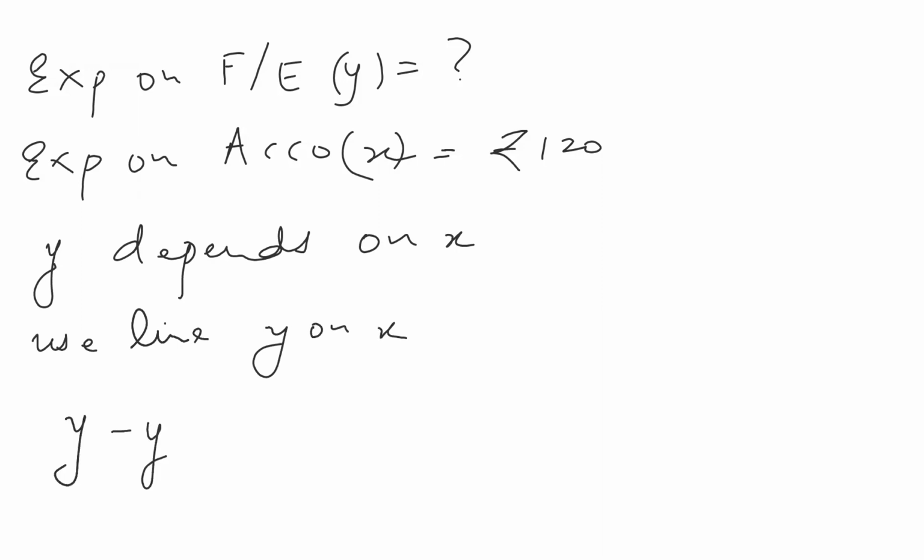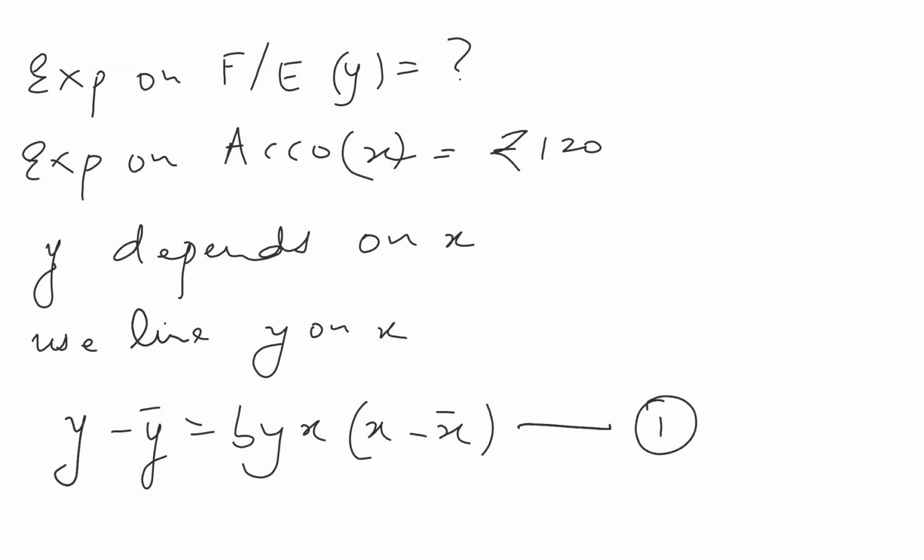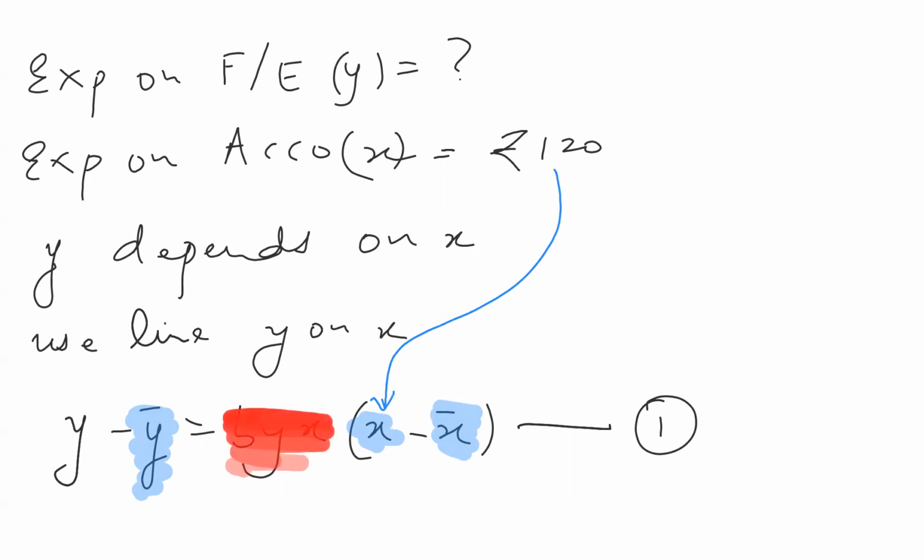So the equation will be Y minus Y bar equals byx times (X minus X bar). Okay, equation number one. Now see, we know these values, X bar, Y bar; we have calculated. X we know. The value of X is 120. That also we know. The only thing that we don't know is byx. So we'll first calculate byx.